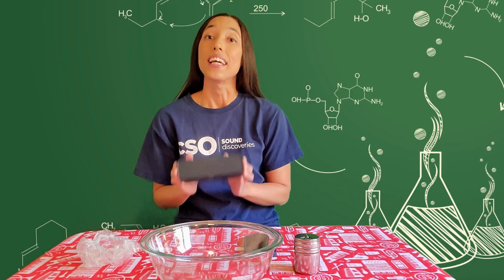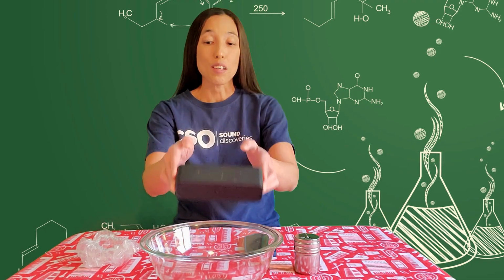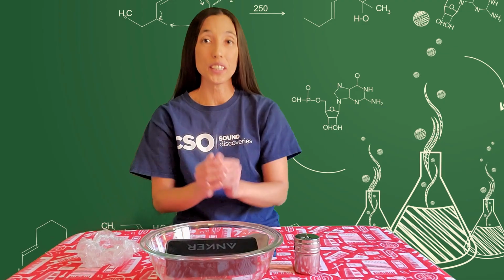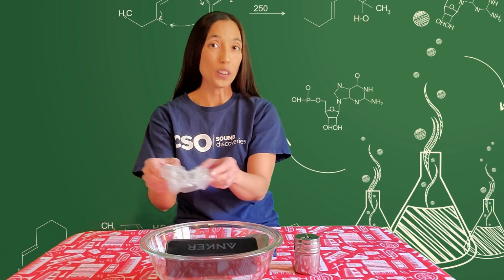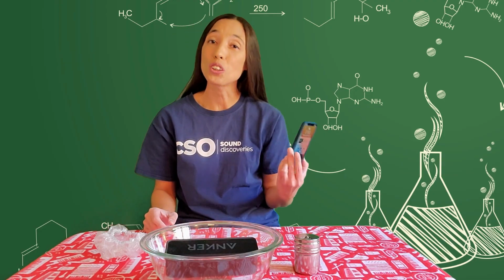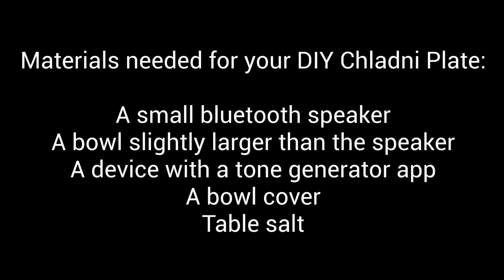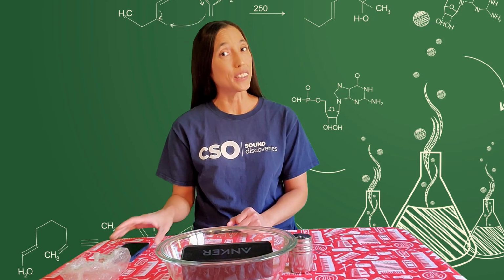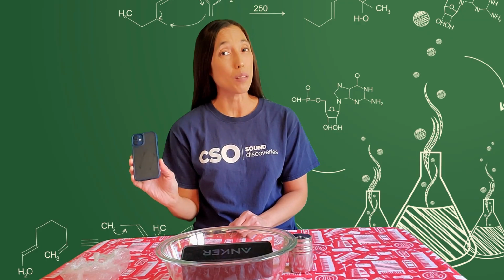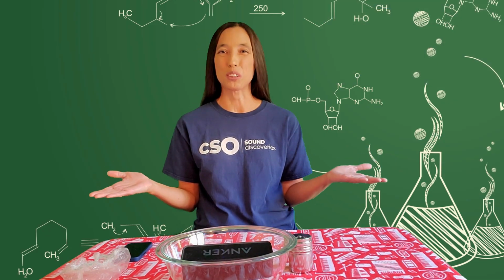All you need is a Bluetooth speaker, a bowl that is slightly larger than the speaker, a cover for the bowl, a device with a tone generator app, and some table salt. Putting this together is really easy. The first thing you'll want to do is download a tone generator app to your device. I'm using one called Sonic, but if you search for tone generator app, you'll find many free options.